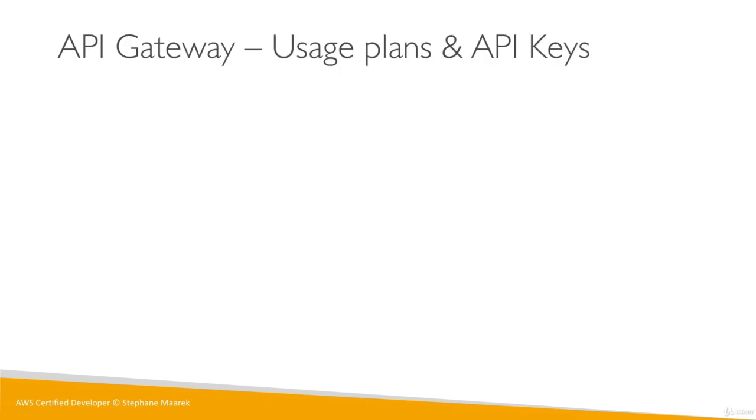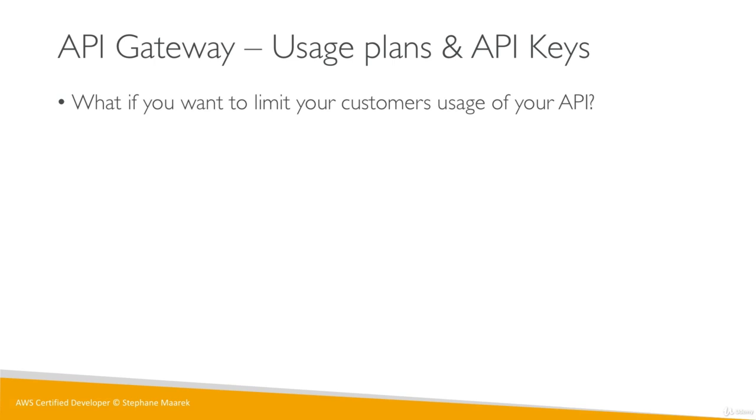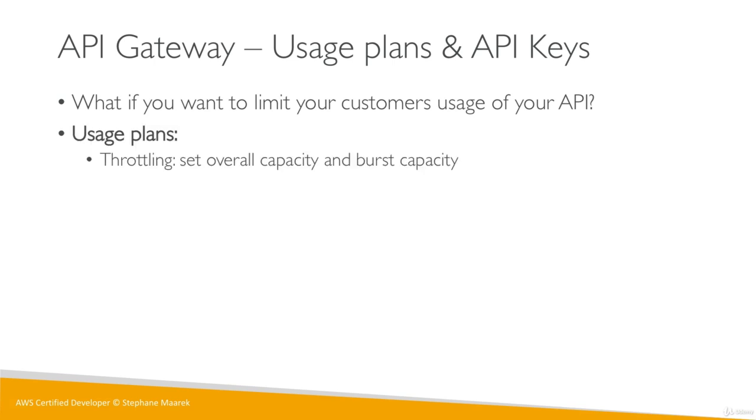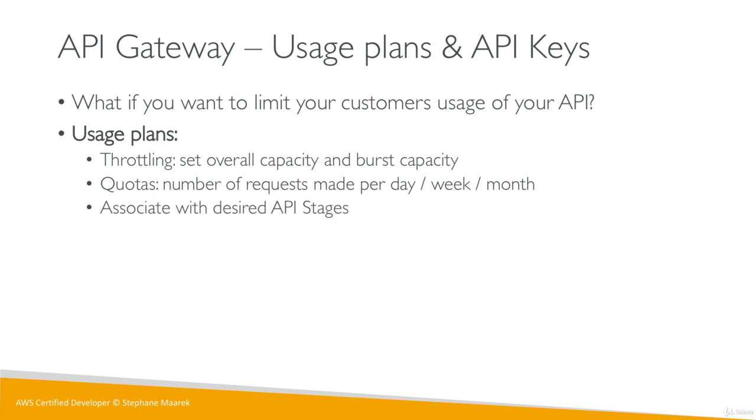And then for the API gateway, you're able to set usage plans and API keys. For example, if you have customers and you want to limit their API usage, you can have usage plans, and you can set throttling, so how fast they can use your API. You can set an overall capacity and a burst capacity. Quota, so how many requests they can make per day, per week, or per month. And you can associate these usage plans with the API stages that you want.